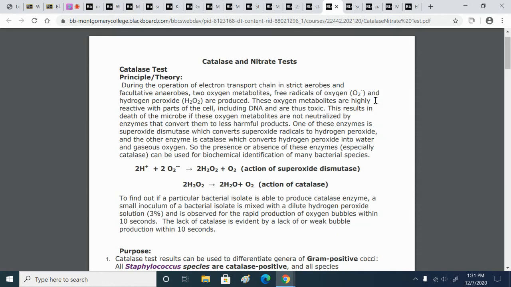So the first test was catalase. And as you remember, catalase is an enzyme that breaks down hydrogen peroxide to produce water and oxygen gas. So the oxygen we can see as bubbles. And so you mix your bacteria with some hydrogen peroxide on a slide. If it bubbles, you know the bacteria have catalase.